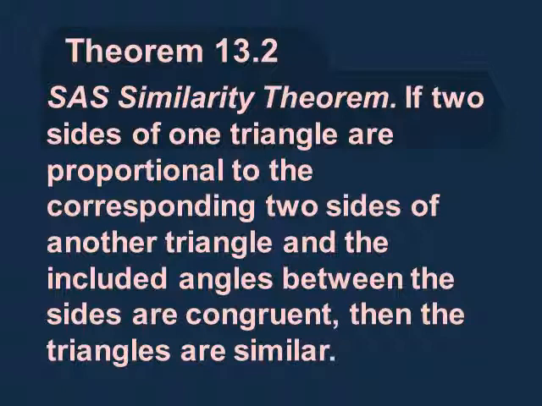And likewise, we have the side-angle-side similarity theorem. So if two sides of one triangle are proportional to the corresponding two sides of the other, and the included angles between those sides are congruent, then the triangles are similar. So if we can't prove that the third side is proportional, then we would go to this theorem.